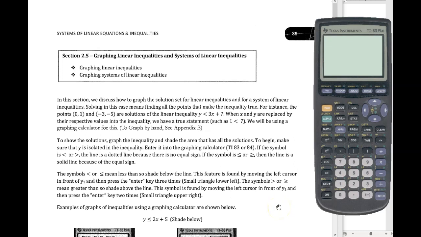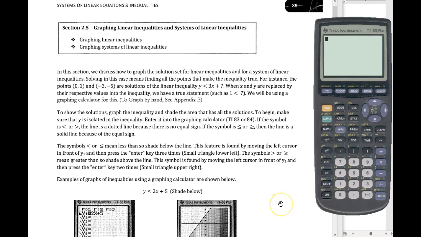In this video, we're going to focus on section 2.5, which is covering graphing linear inequalities and systems of linear inequalities. So this starts on page 89. So the beginning of the section, it basically talks about what a solution to a linear inequality means. And basically what that means is that you're finding all of the points that make the inequality true.